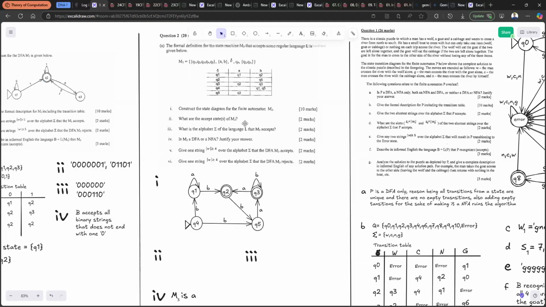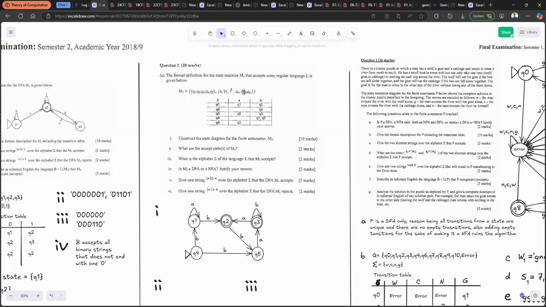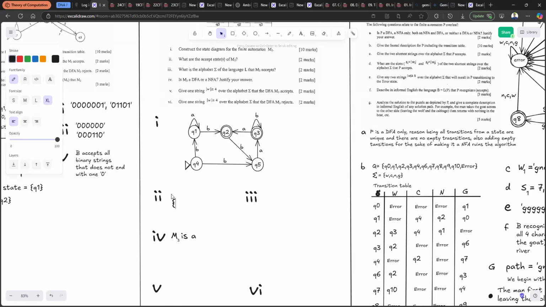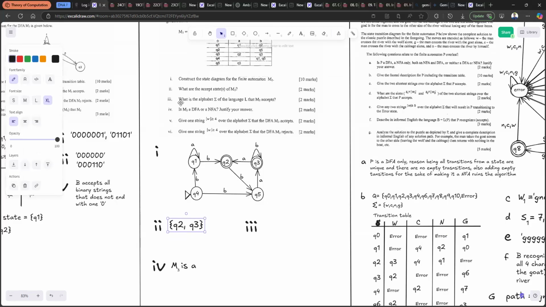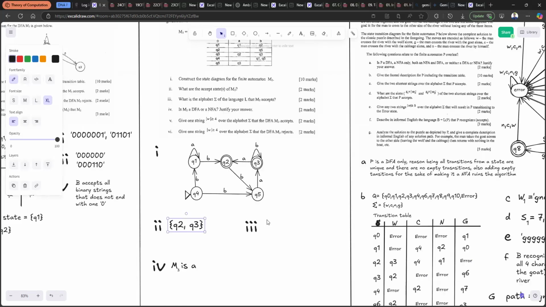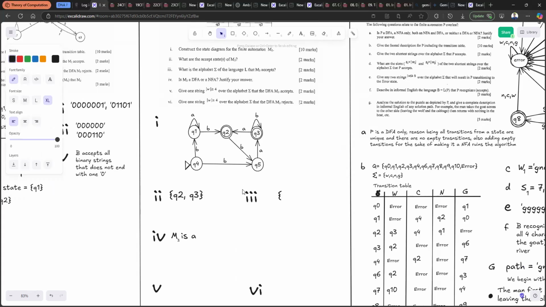It says, what are the accept states? Now, the accept states here are in the final curly brackets here, which is just Q2 and Q3. So that is just Q2, Q3. That's our set of final states for this one. What is the alphabet of the language that M accepts? So the alphabet is always the second one. So it's AB. So the alphabet is just AB. Another way, if you actually get the DFA, you can just look at what's on these lines here. So you can see it's AB.